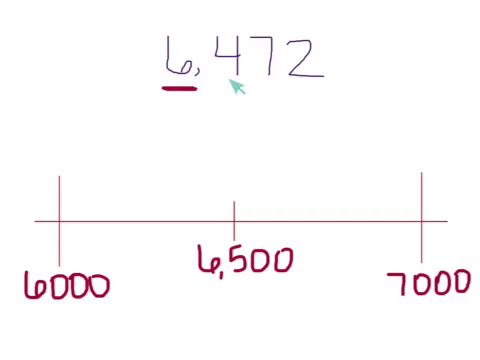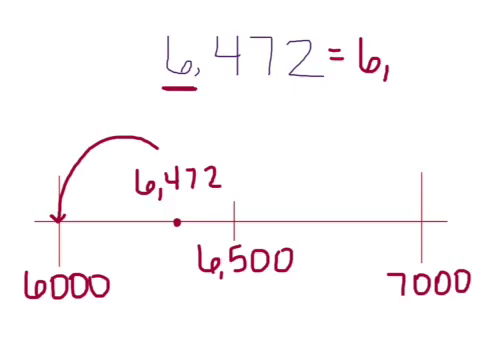Well, the 4 here shows us that it would be before the 6,500. We want to place it closer to the 6,500 than we would the 6,000, just for reasonable purposes. So now we see that 6,472 would be closer to 6,000 than it would 7,000. So therefore, to the nearest thousands, 6,472 equals 6,000.